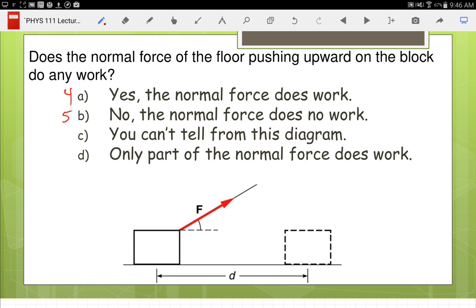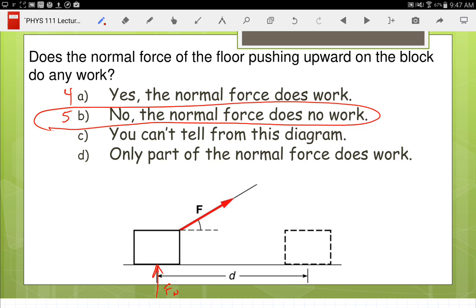Okay, we've established it's moving. What direction is the normal force? So we have this force normal pushing up. How much of this is parallel to the distance? None. Hence, what's the correct answer? No. The normal force does no work because the force, while it's there and there is distance, they're perpendicular to each other. In that case, there's no work.